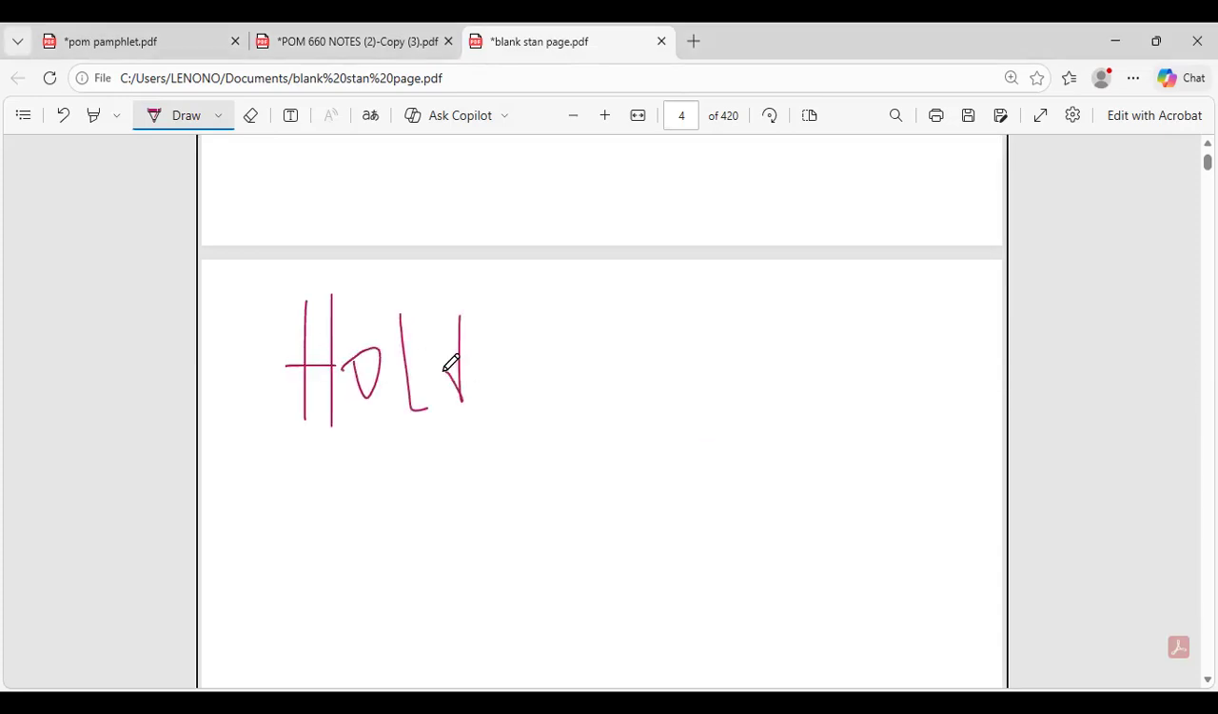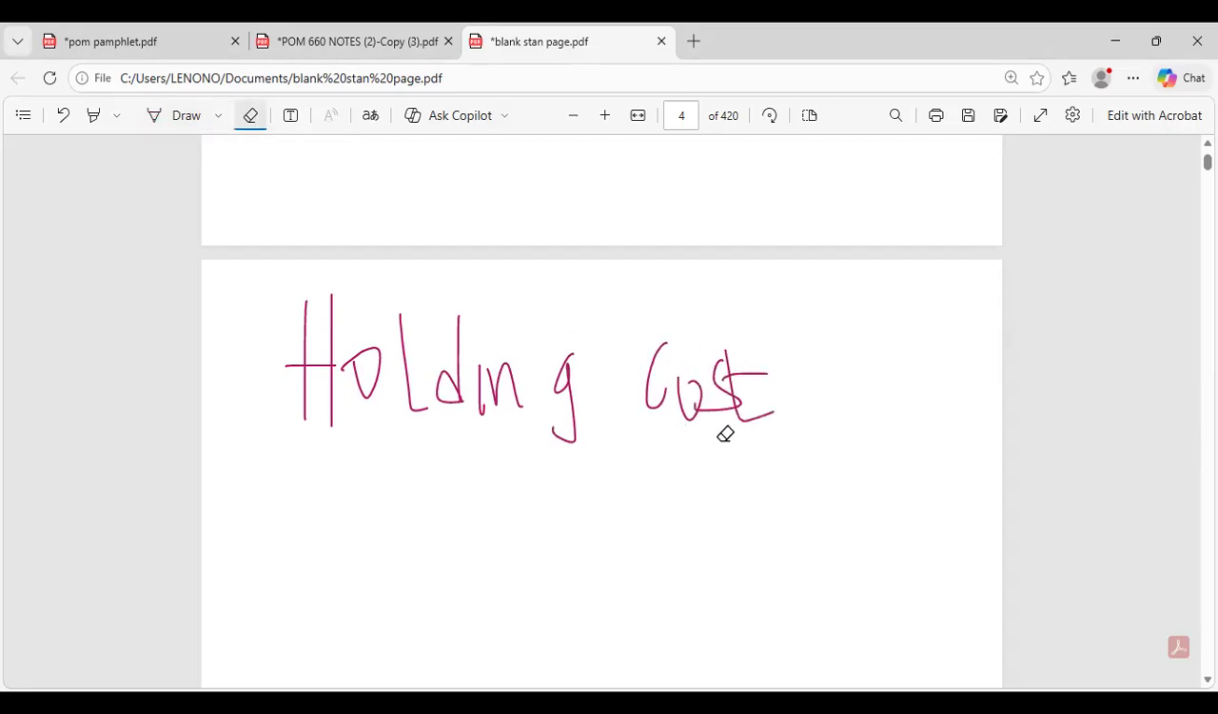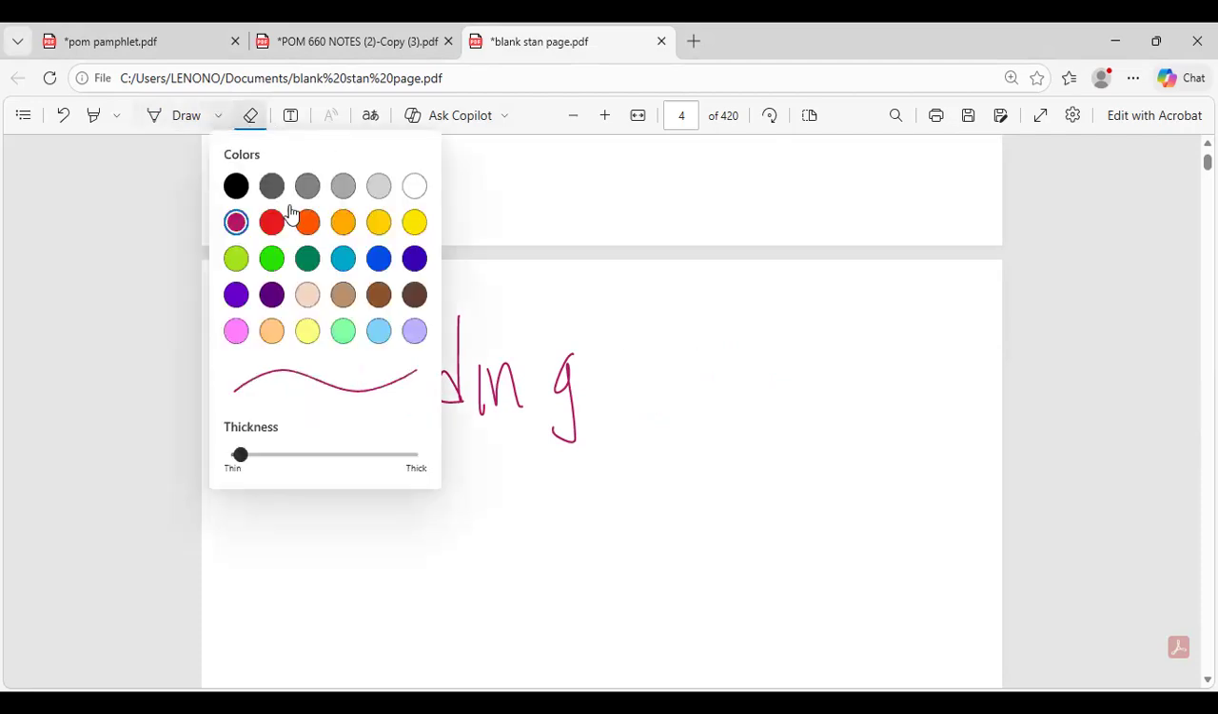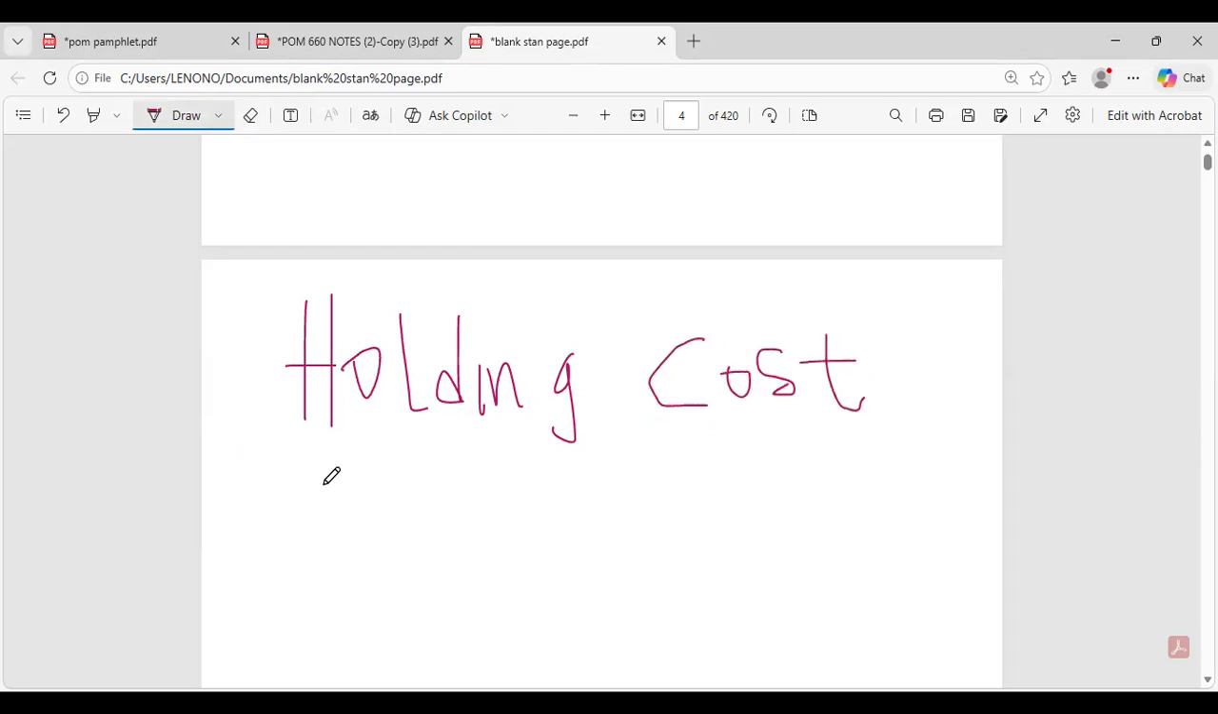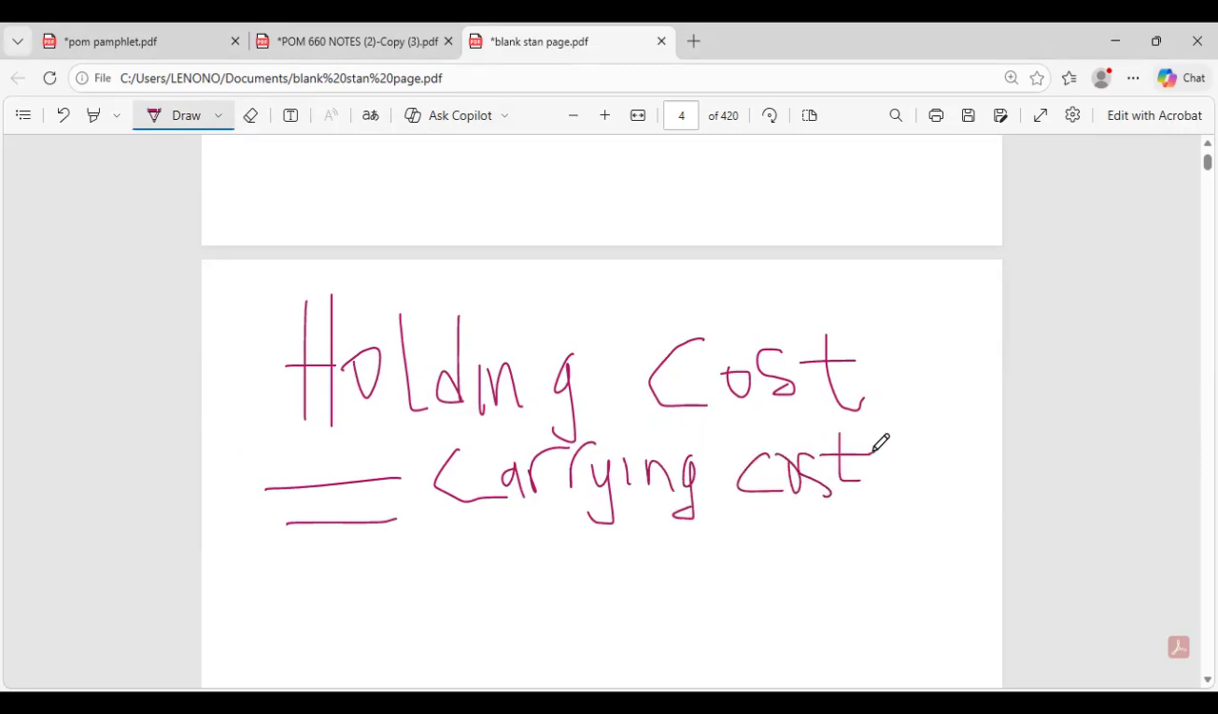Holding cost is also called what? Is it carrying cost? Yes. So holding cost and carrying cost are one and the same thing. Holding cost is also called carrying cost.